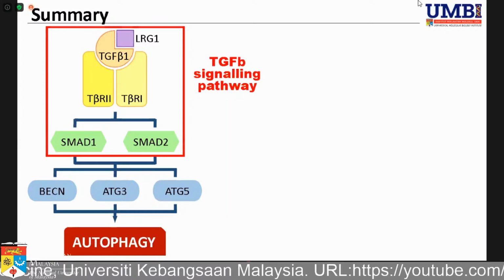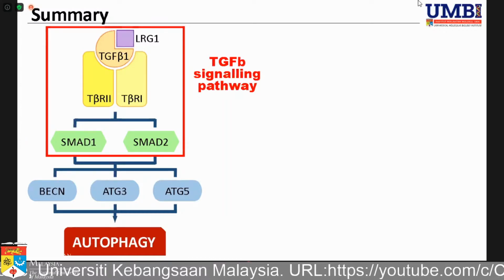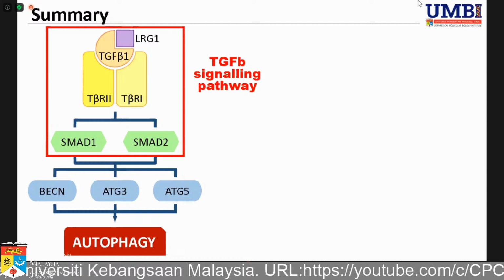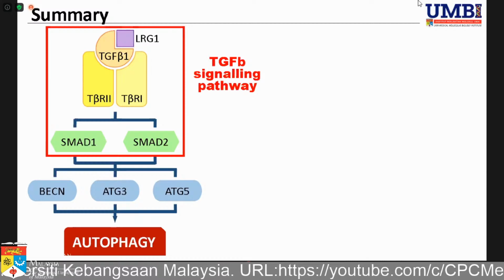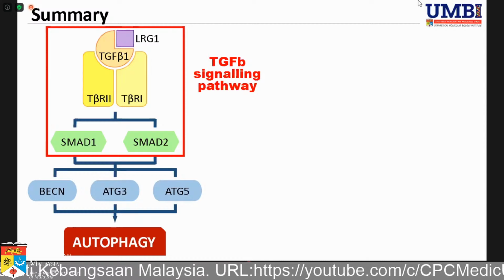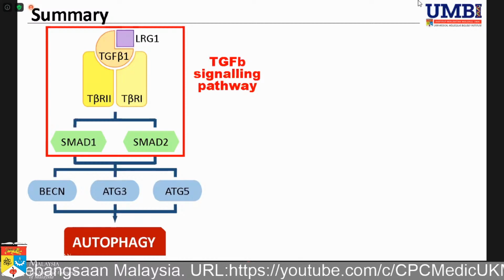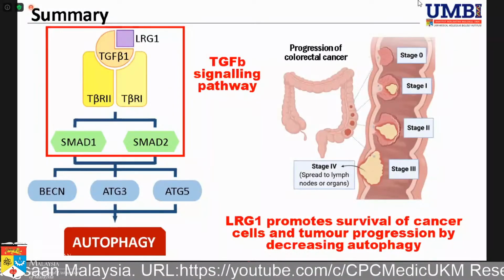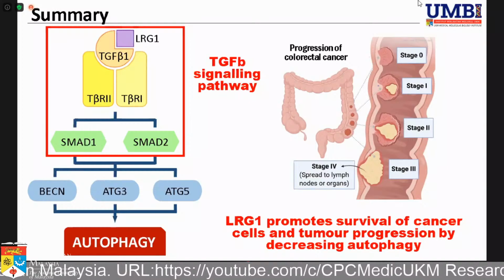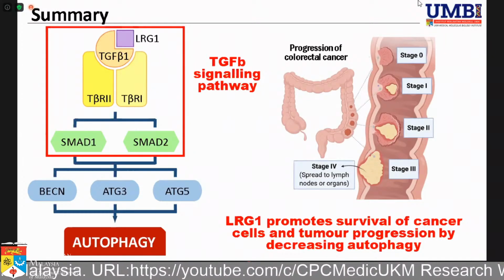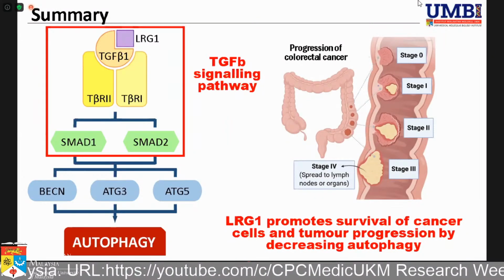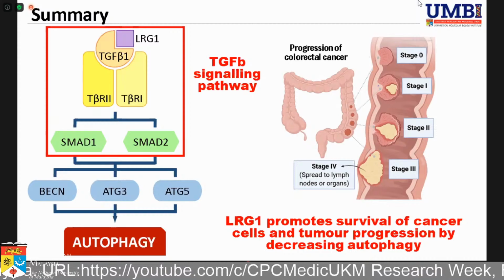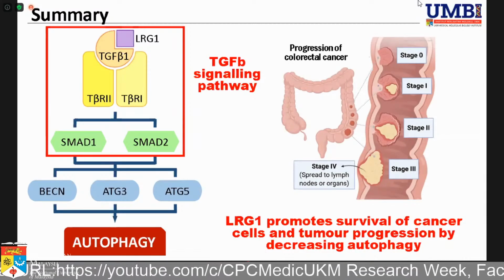So in summary, LRG1 attenuates the TGF-beta signaling pathway and eventually reduces the autophagy activity, as shown by the reduction of the autophagy markers. This impairment of autophagy would then promote the survival of cancer cells and also support the progression of colorectal cancer to an advanced stage. So with that, I thank you.